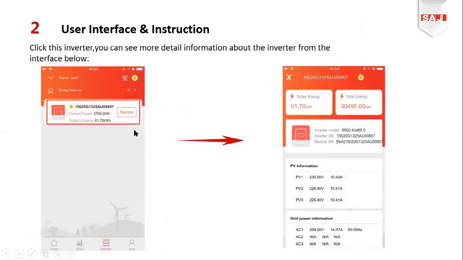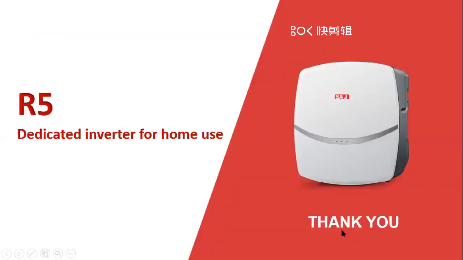When you click the inverter, it will show you more details: today's energy generation and the total generation, the inverter model, inverter serial number, the PV voltage and current, and also the AC output power. Because it is a single phase inverter, only AC1 has the voltage, the frequency and the current.